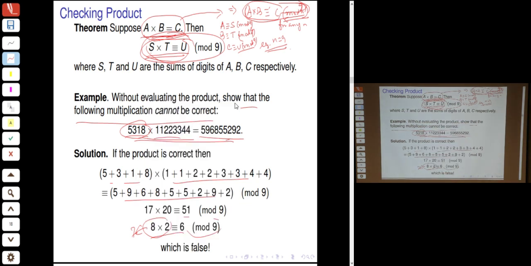However, this is not an if and only if; this is not a guarantee. It might be the case that even if the congruence equation S times T is congruent to U mod 9 is correct, the original equation is incorrect. But the point is that it gives a one-way check. If you verify that this congruence equation doesn't hold, then the original equation cannot hold and the multiplication is not correct. Okay. Any questions?